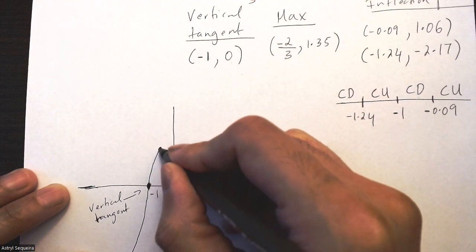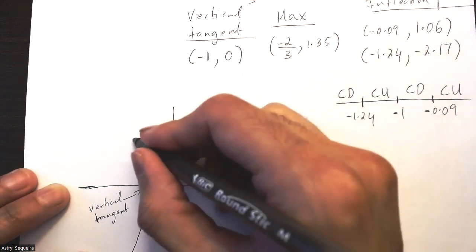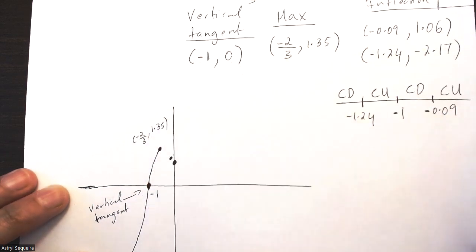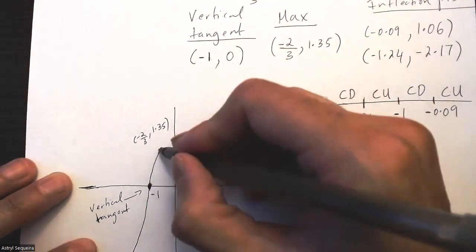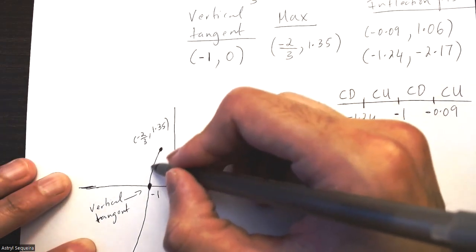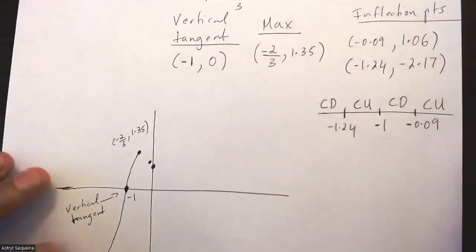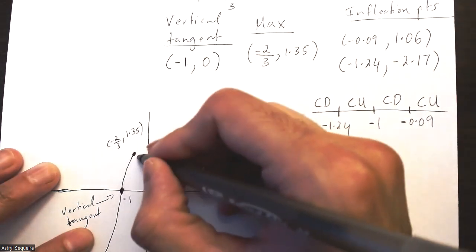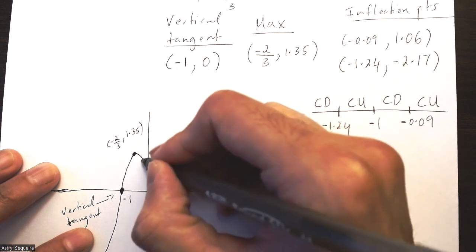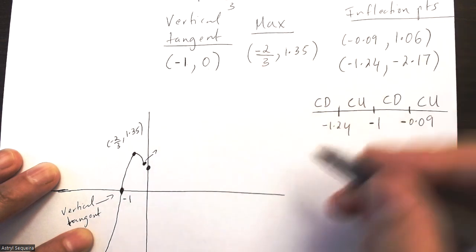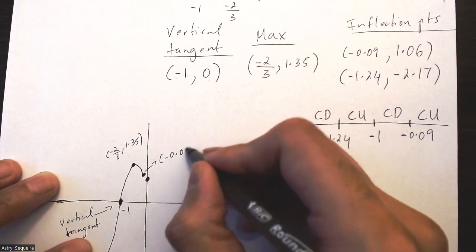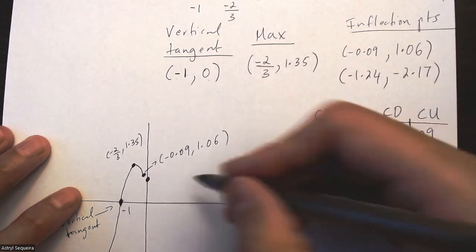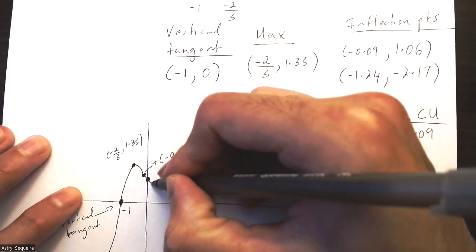So this point over here, which is our maximum of -2/3, 1.35. It's going to switch to concave. Oh no, it's still concave down all the way till -0.09. So this is all concave down over here. That point is my second inflection point, which is -0.09, 1.06. And then it turns to concave up for the rest of the graph.